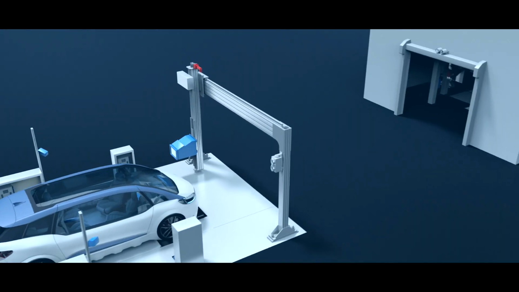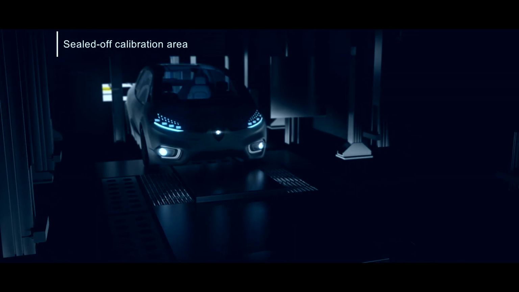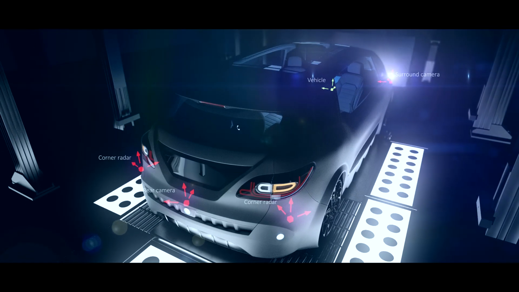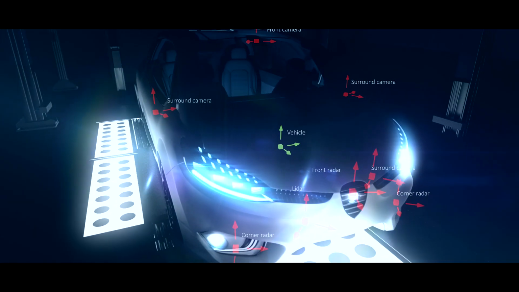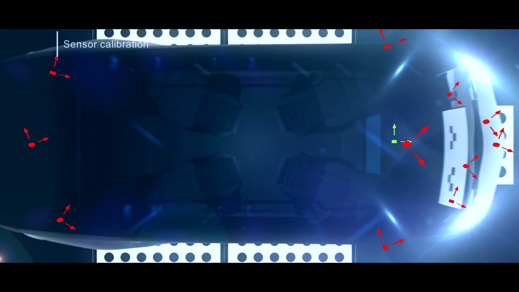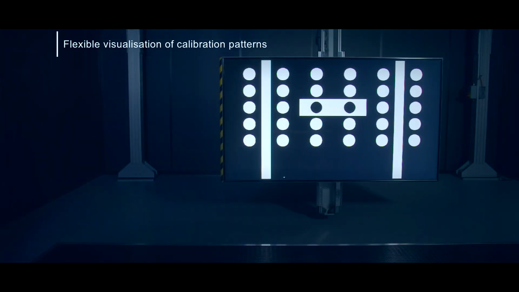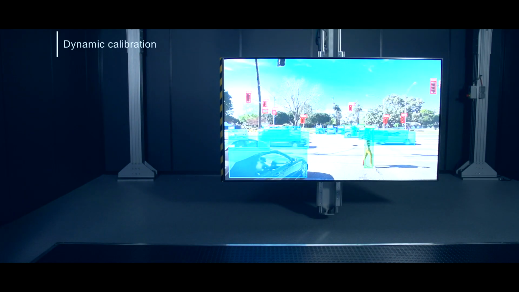The central component of the worker-free end-of-line is the X-Around test bed. The sensors of autonomously driving cars are calibrated here. To create constant test conditions, the calibration area is completely sealed off. At the same time, it has been built to be extremely flexible and expandable. The test bed can be customized to match the growing requirements of the vehicle sensors. New visualization options via monitors and beamers mean that for the first time it is possible to display different calibration patterns and dynamic scenes.